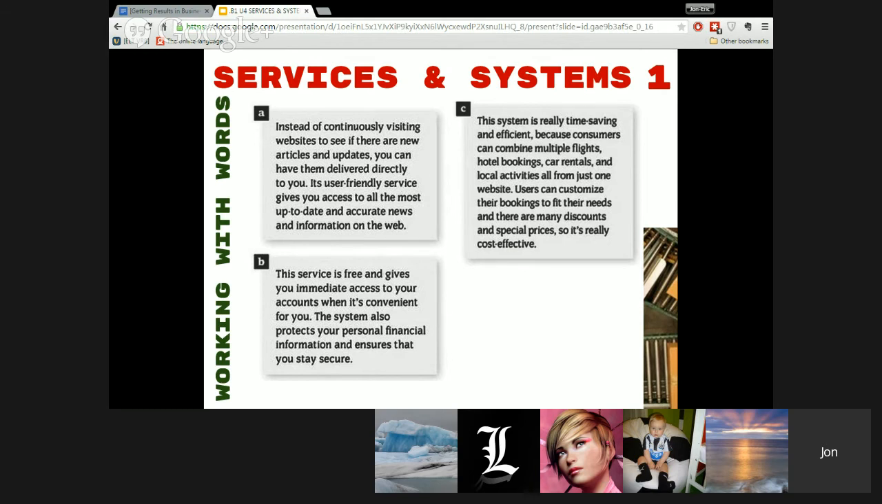Raphael, could you read C for us? I know you weren't here, but why don't you read it? There's only one choice left, actually. So read C for us, please. This system is really time-saving and efficient because consumers can combine multiple flights, hotel bookings, car rentals, and local activities, all from just one website. Users can customize their bookings. One more time. Customize. Customize. Good. Their bookings to fit their needs, and there are many discounts and special prices. So it's really cost effective.